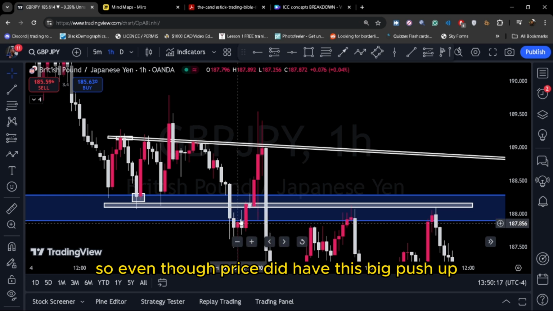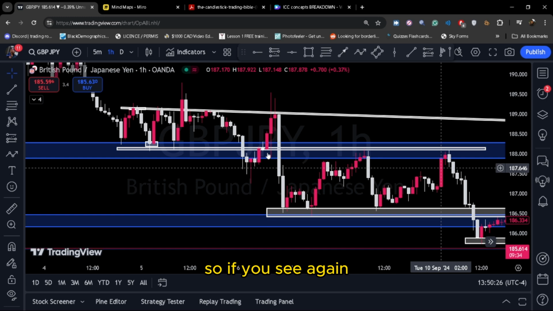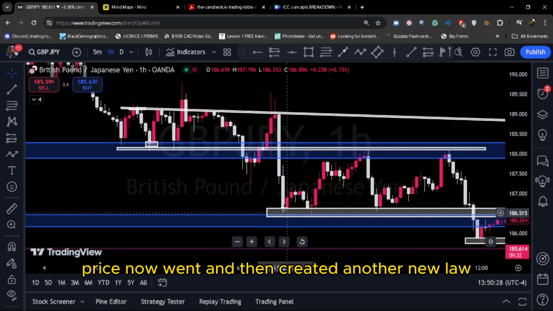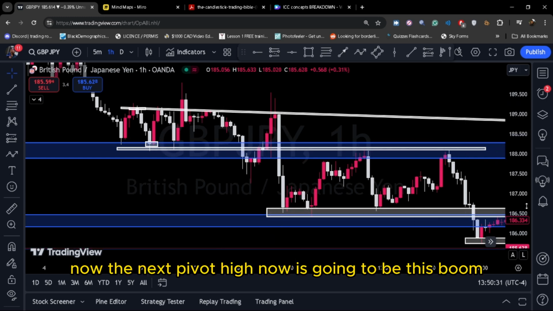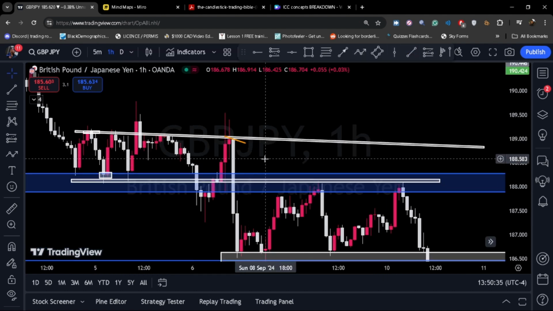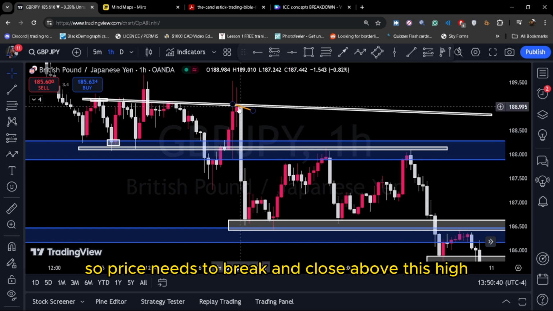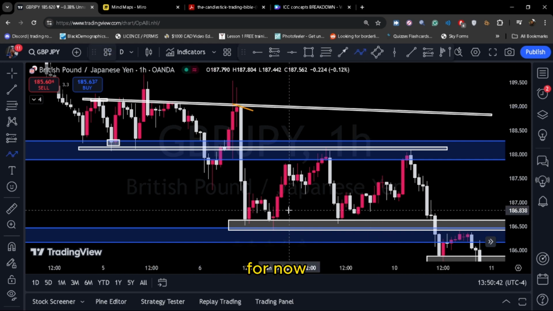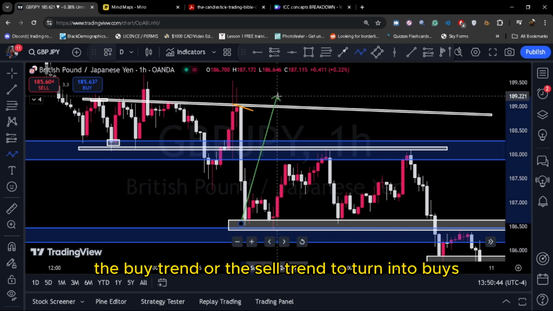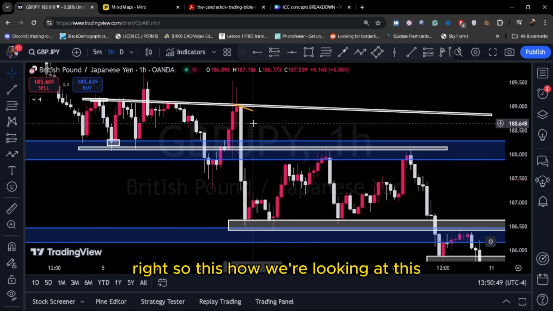So even though price did have this big push up, it still closed below this pivot high here, and then it followed through. If you see again, price went and created another new low. Now the next pivot high is going to be this. Boom. So you see how you're following price right now. Price needs to break and close above this high for the sell trend to turn into buys, essentially, right? So this is how we're looking at this now.